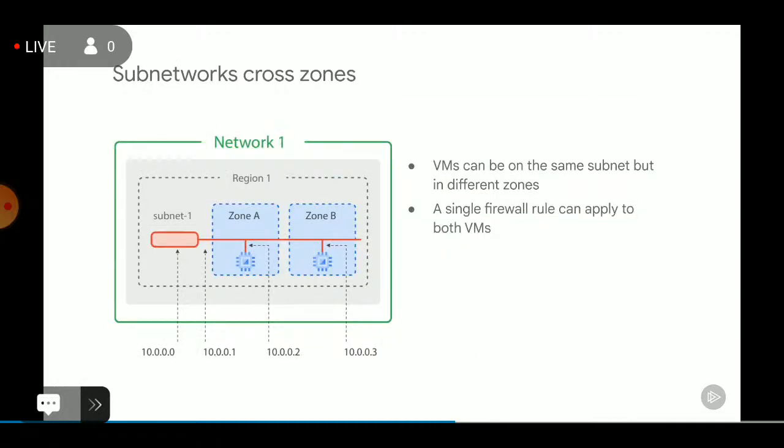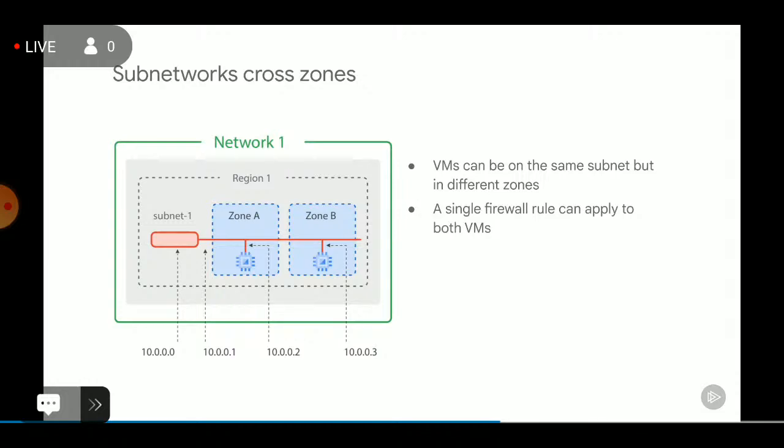I mentioned that subnetworks work on a regional scale. Because a region contains several zones, subnetworks can cross zones. This slide has a region, Region 1 with 2 zones, Zone A and Zone B. Subnetworks can extend across these zones within the same region, such as Subnet 1. The subnet is simply an IP address range, and you can use IP addresses within that range.